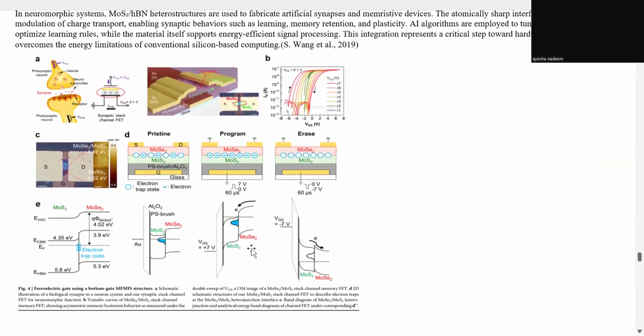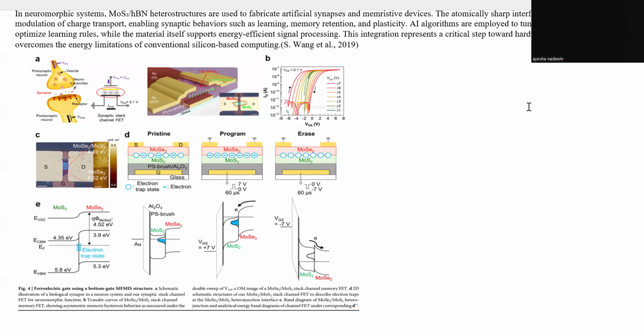Here is the figure. A shows the systematic illustration of a biological synapse in a neuron system and our synaptic stack channel FET for neuromorphic function. There is the presynaptic neuron and there is a synapse. Neurotransmitters are given and the receptors receive. Then there is a postsynaptic neuron.